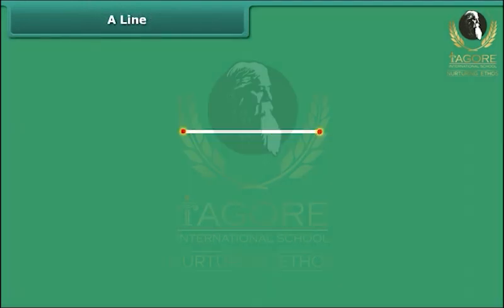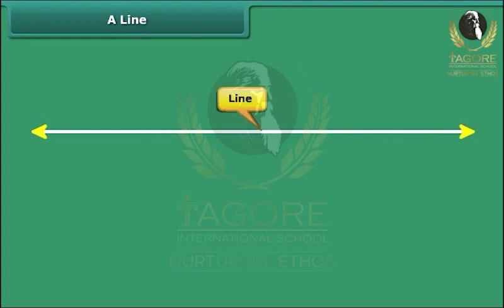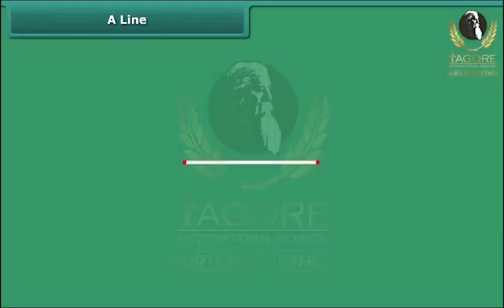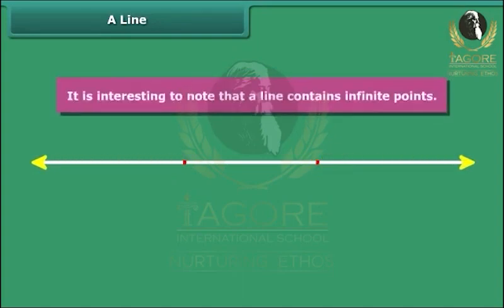When the endpoints of a line segment are extended in both directions without any limit, it becomes a line. To represent a line on paper, we put arrows at both sides of the line segment. You can represent a line by drawing a line over the 2 points representing it, for example, AB. Frequently, a line is also given by single letters L, M, N, etc. We can represent a line or line segment by 2 points. It is interesting to note that a line contains infinite points.